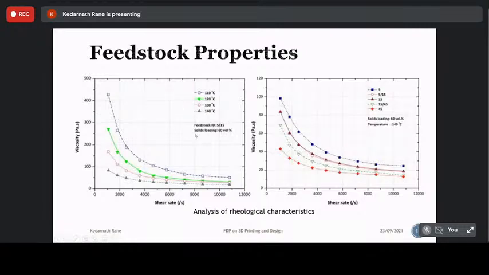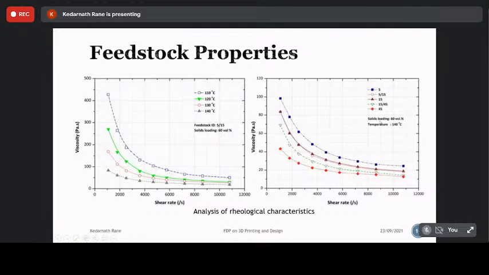feedstock. And you can see if you have lower temperature, you have higher viscosity. If you have higher temperature, you have lower viscosity. Again, when you see the x-axis, higher shear rate means very low viscosity, again favorable. So it is a typical shear thinning behavior. All polymers and feedstocks show this kind of flow mechanism.